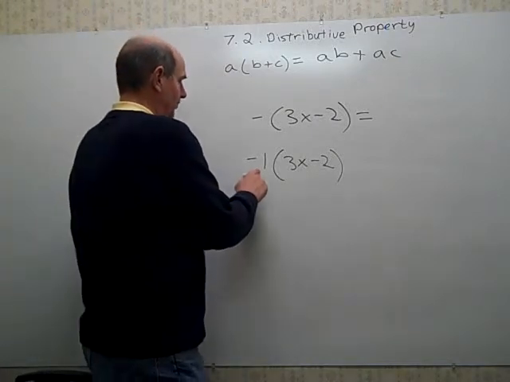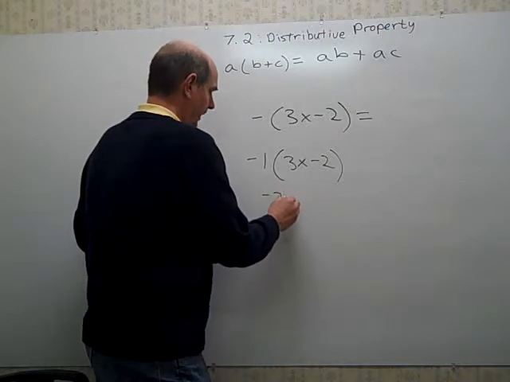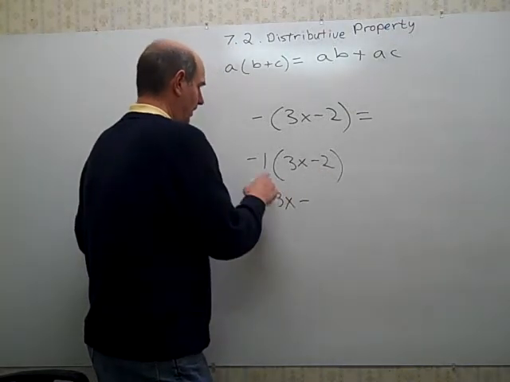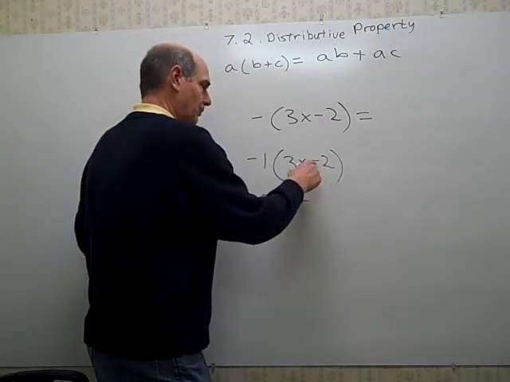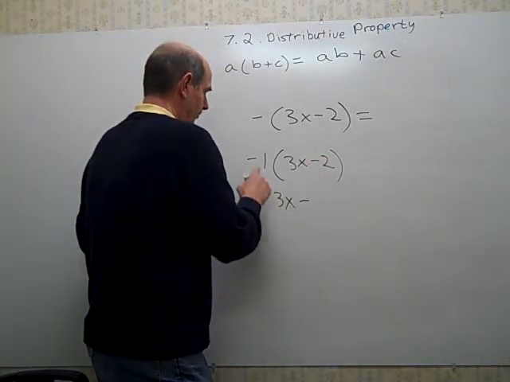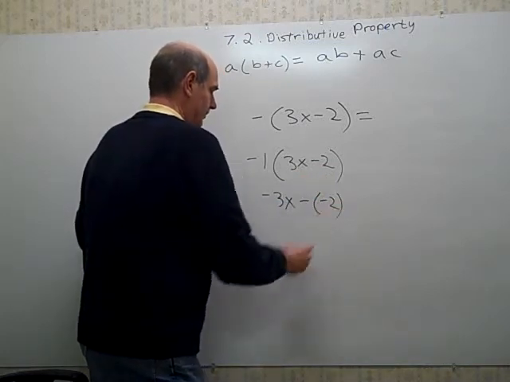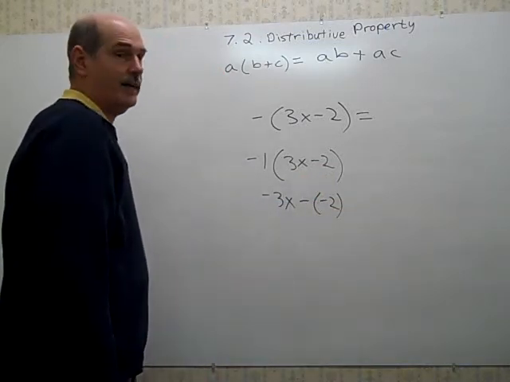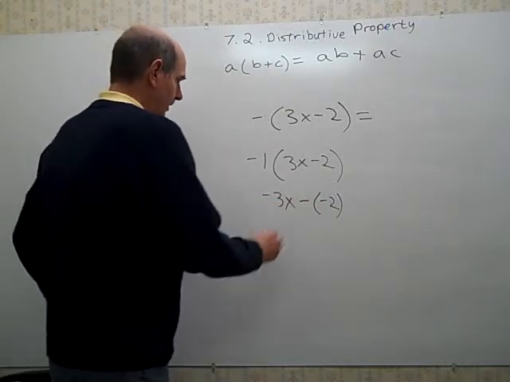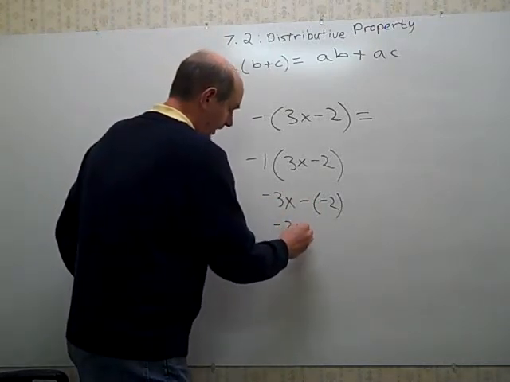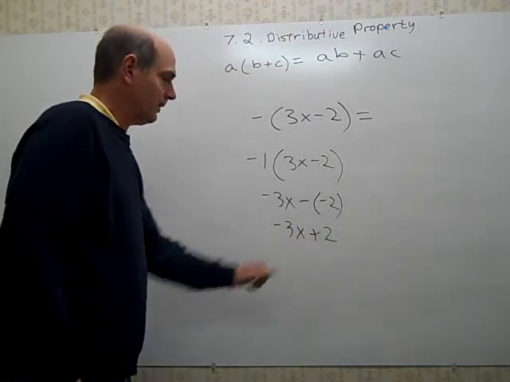This would be -1 times 3x, and that would be -3x minus -1 times 2. This is not minus -2, it's minus +2. So -1 times 2 would be -2. And you can leave it like that, or you can change it to add +2. It's the same as the opposite of 3x, or -3x plus 2, which is a little cleaner looking.